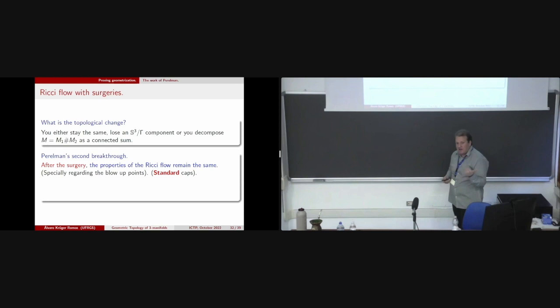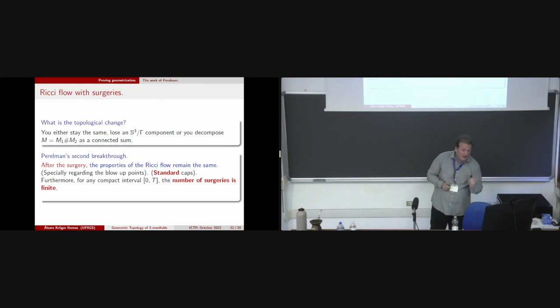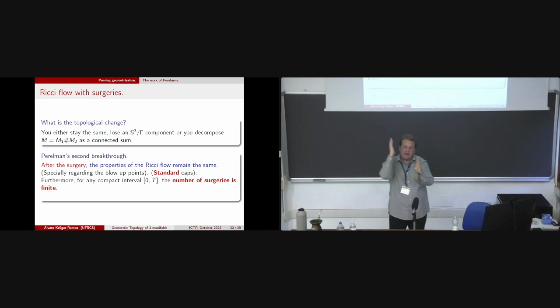Furthermore, this is also part of the breakthrough, but this was a little less difficult. For any compact interval in time, there is only a finite number of surgeries. You will never need a sequence of surgeries converging to a finite time. So if you want to flow until 10, maybe you will need 229 surgeries, but it's just 229. It's not infinitely many. It's not a sequence of surgeries. For any compact interval, you only have a finite number of surgeries that you need.